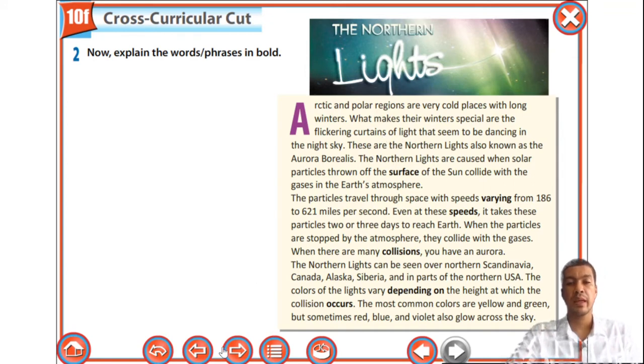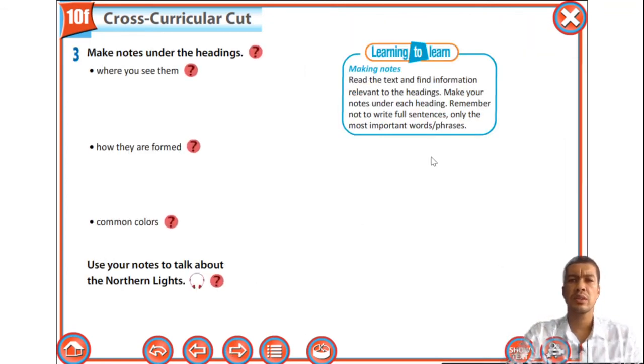Then moving on, we are learning to learn and making notes. Read the text and find information relevant to the headings. Make your notes under each heading. Remember to write full sentences and not just keywords. Please, only the most important words or phrases. So looking at the first heading, make notes under the headings where you see them.